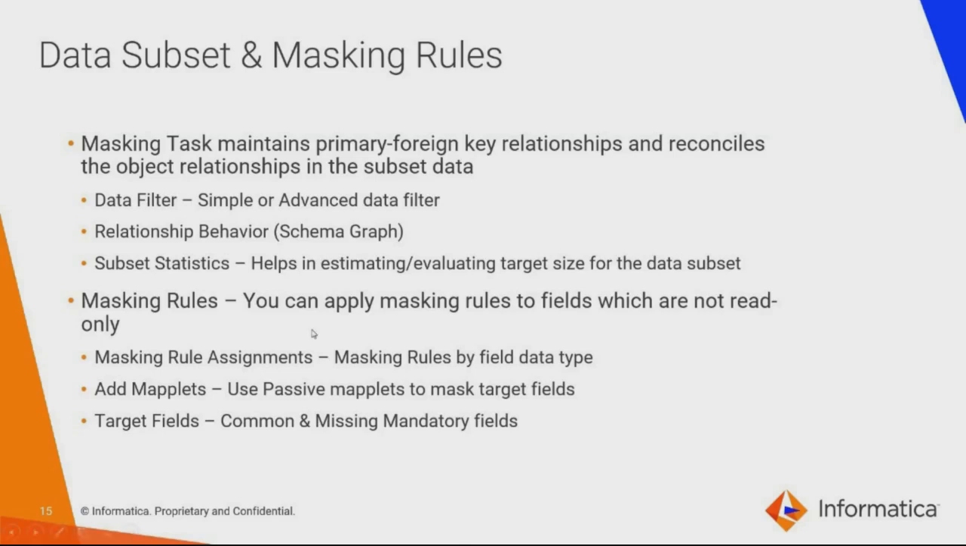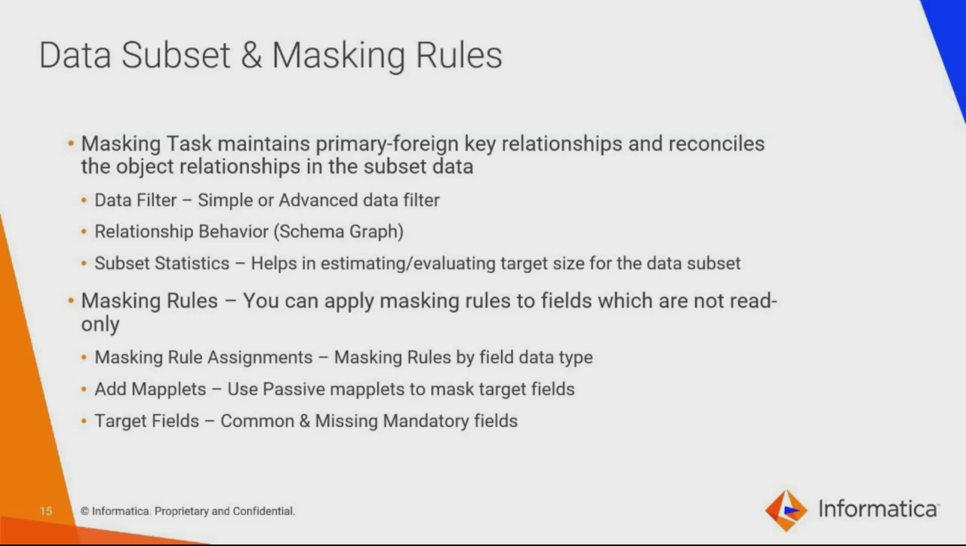And talking about masking rules, they could be applied in one of three ways. Masking rule assignments is the first one. This you can apply from the masking page to mask the fields. You can also choose the default masking rules for the source objects for default assignments, and this goes by the field data type. The second option is you can create passive maplets to perform the masking task. Basically, map the source fields to the input fields of the maplet and map the output fields to target fields. That's how it goes. And you can have as many maplets as you want in the masking task here.